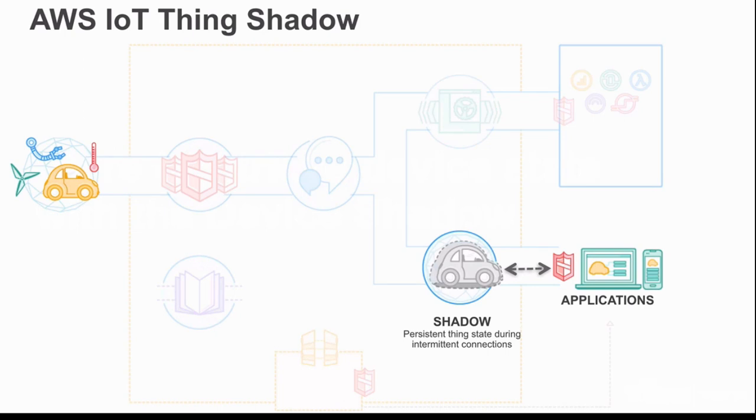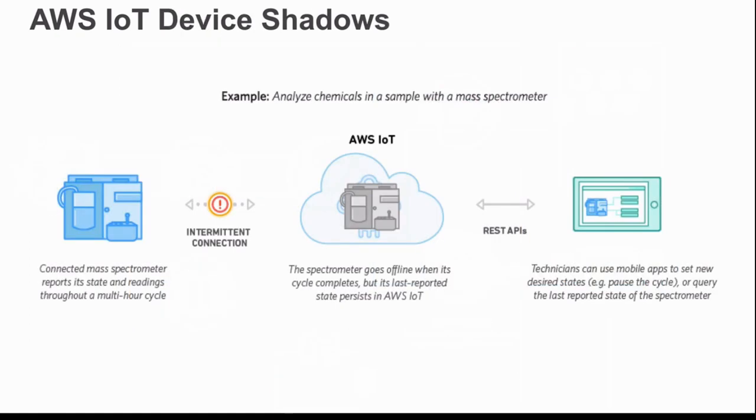So devices will connect and synchronize with the device state intermittently, the state stored in the shadow. And this can provide, as you can appreciate, a useful platform for any type of connected device application which has to deal with intermittent connectivity or intermittent power. Here's an example with a spectrometer where the spectrometer runs intermittently, goes offline when it's completed, but it stores its last reported state in the AWS IoT device shadow. And that allows technicians to communicate with the spectrometers asynchronously from within mobile apps.